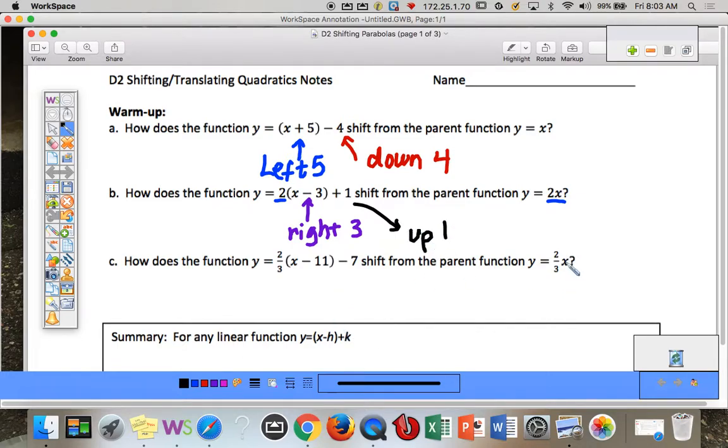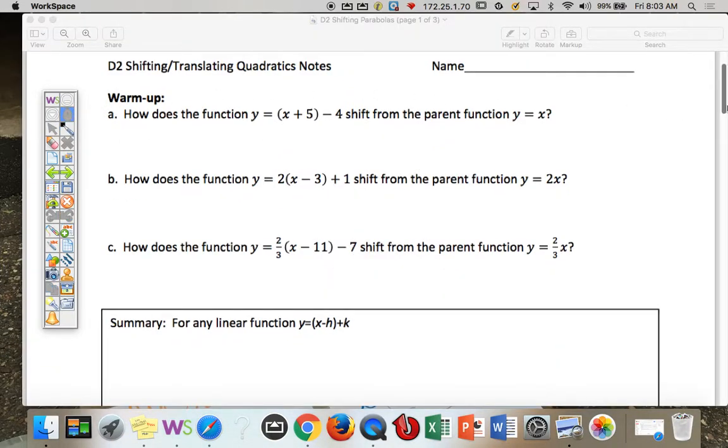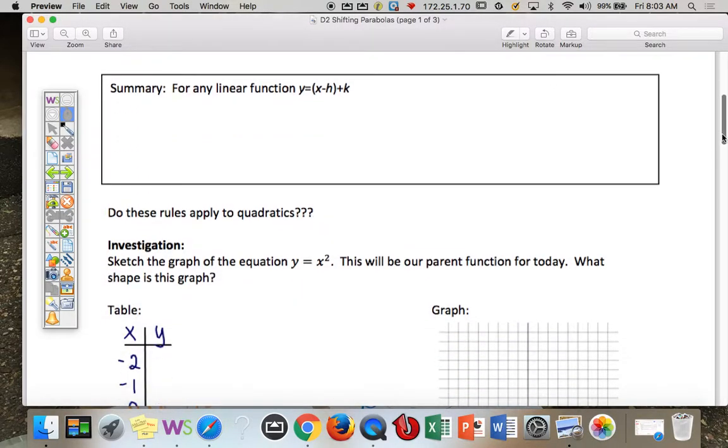And we had this last function that was shifted from the parent function, the original function 2/3 x, so you'll see the 2/3. But we have the minus 11, so again the minus means to the right, right 11. And the minus 7 will be down 7.